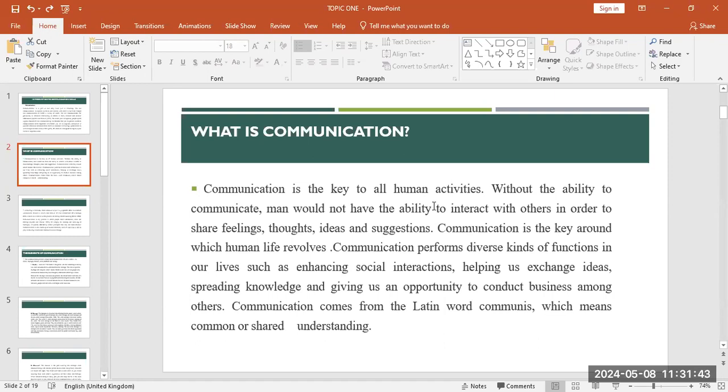For example, maybe you don't want to do this course, and you did not share your feeling with your guardian, the person paying fees for you. So communication helps you to share your feelings.